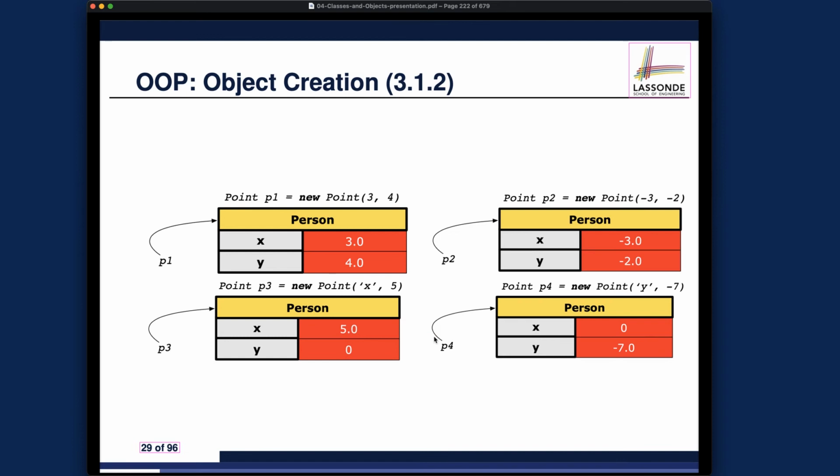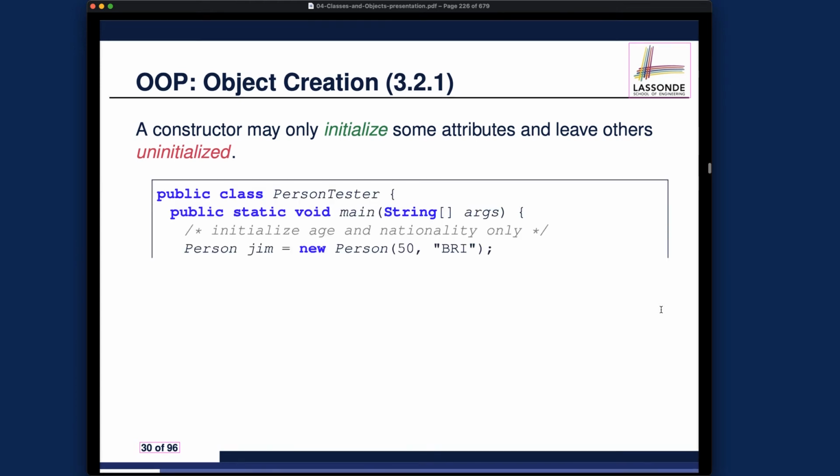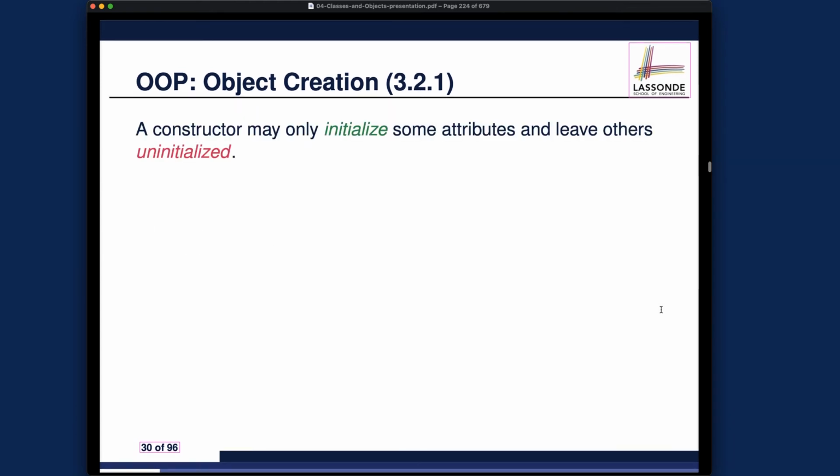Okay, and similar here, you can see the x value will be the default value because we only assign the value to y, which is -7. All right, and then there's another example, just for the person class. I'll let you read it.